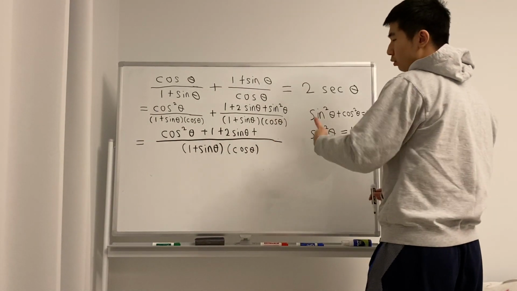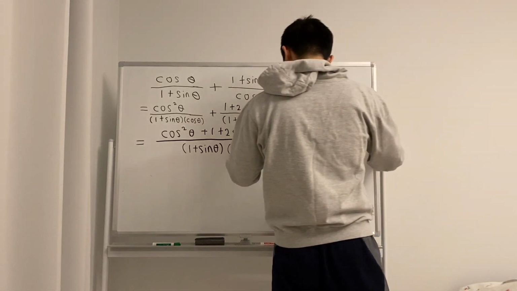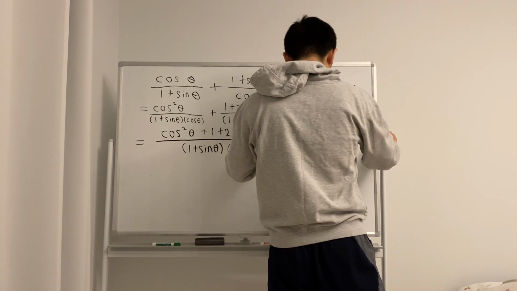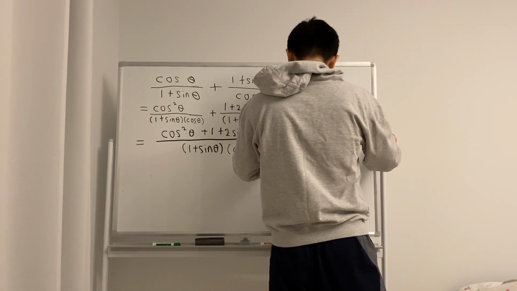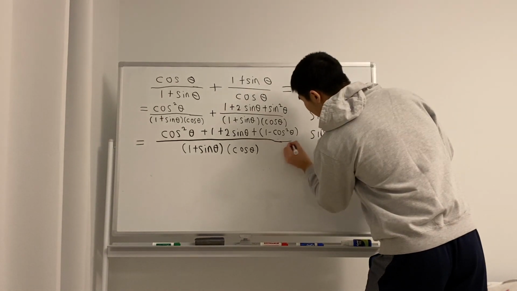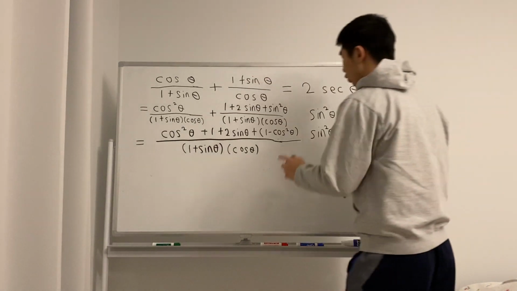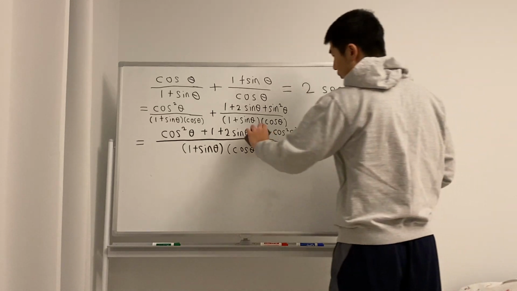I erased this, or in the next step I wrote 1 minus cos squared theta. Okay? And you actually don't need the brackets. I was just putting the brackets there to show you how we're changing this from this, but you don't need to put the brackets here.